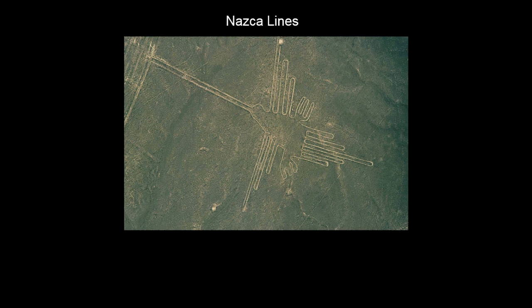Here we can find the famous Nazca Valley. It's very arid out there. Nothing much grows in the Nazca Valley. It's a little bit like the mountains and plains of Arizona.